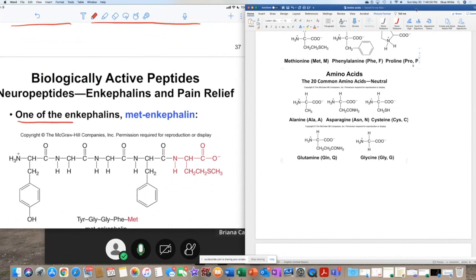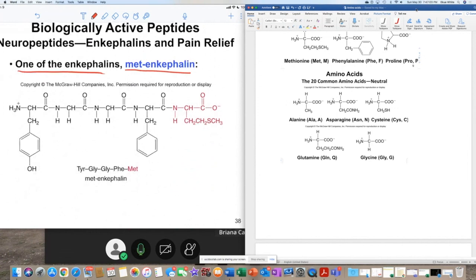Anyway, one of the enkephalins, metenkephalin, is drawn below right here, and it's called metenkephalin because on the C terminus of that pentapeptide, we have methionine. So here they have the 5 amino acids attached together. And of course, it's called metenkephalin. Tyrosine, glycine, phenylalanine, and methionine. So you can see the amino acids, hopefully NCC, all the way to the end. Okay?